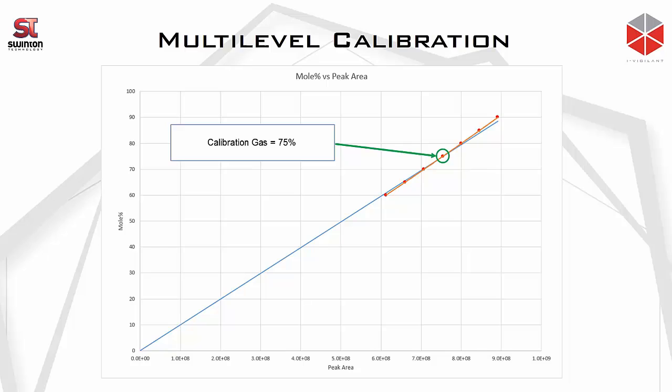The multi-level calibration result is the true function and not the assumed function. The assumed function is the single point calibration result, which is the blue line. What we want to achieve is to operate based on the true function rather than the assumed function.